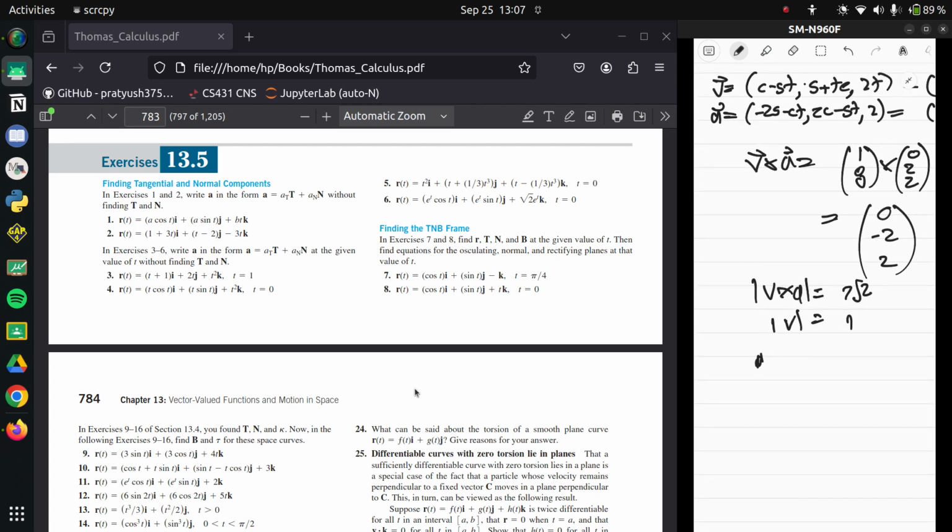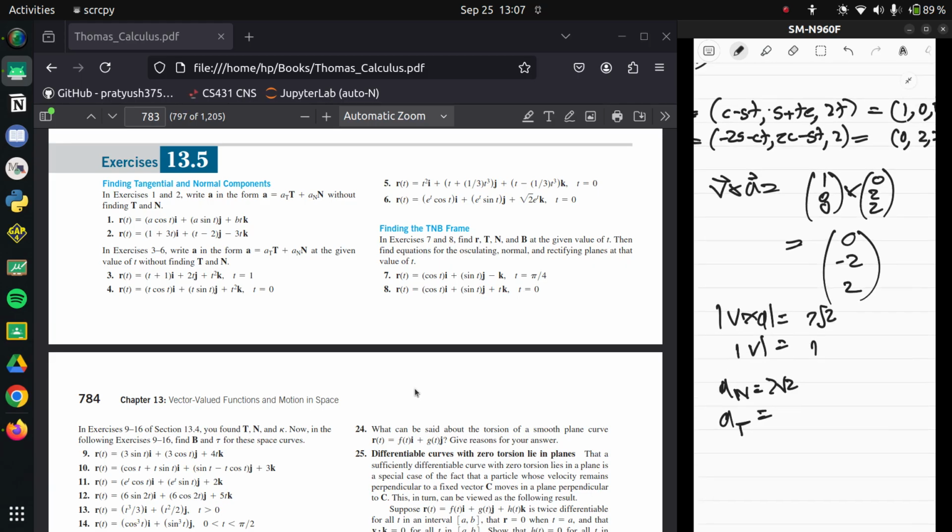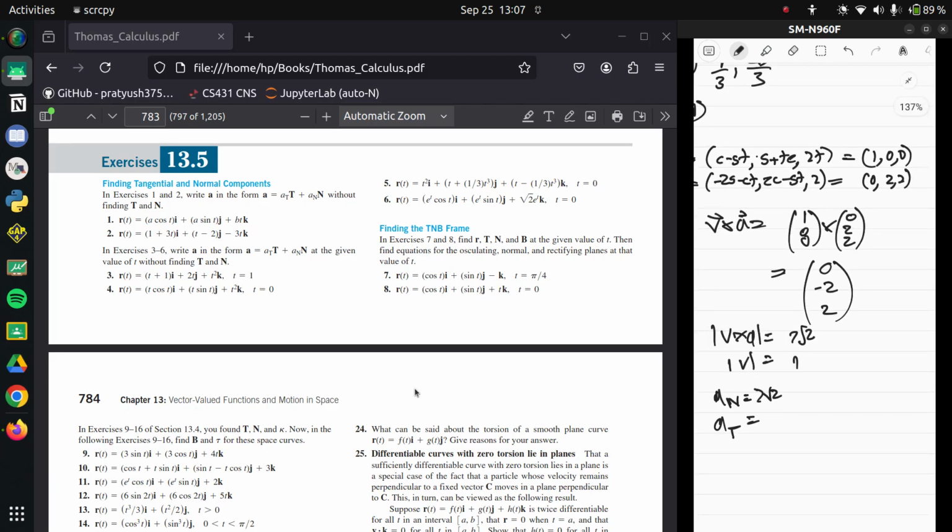So your normal acceleration, an, is just going to be 2 square root of 2, and your tangential acceleration is going to be the derivative of the magnitude of the velocity. You really have to figure that out, huh? Okay, just have to do it.